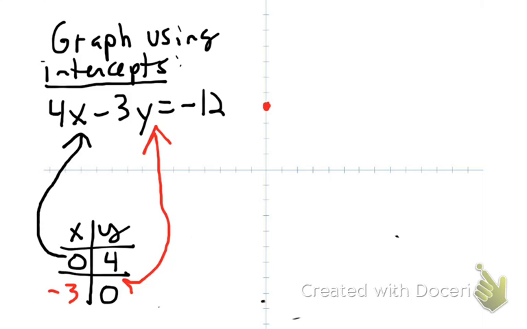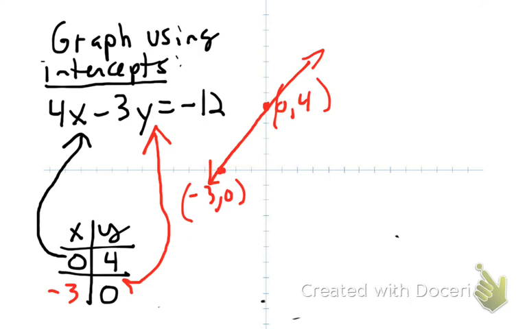It's right here. 0, 4. And negative 3, 0. It's right here. Yeah, this graph paper is definitely better. And then, like I said, just go ahead and connect the dots. So that would be the intercept method, by finding and plotting the intercepts and connecting the points.